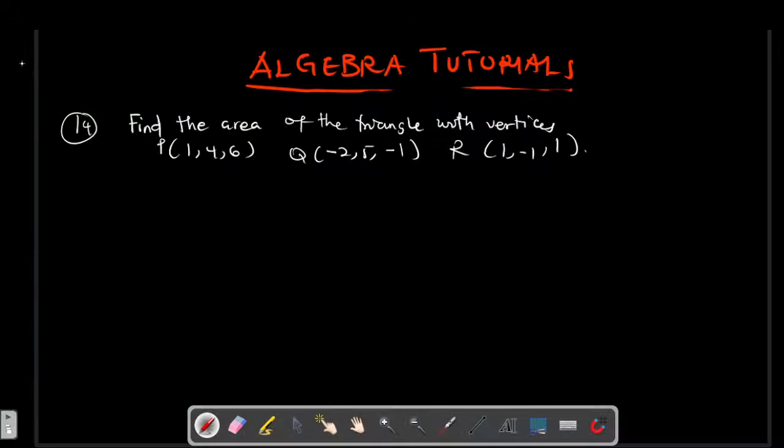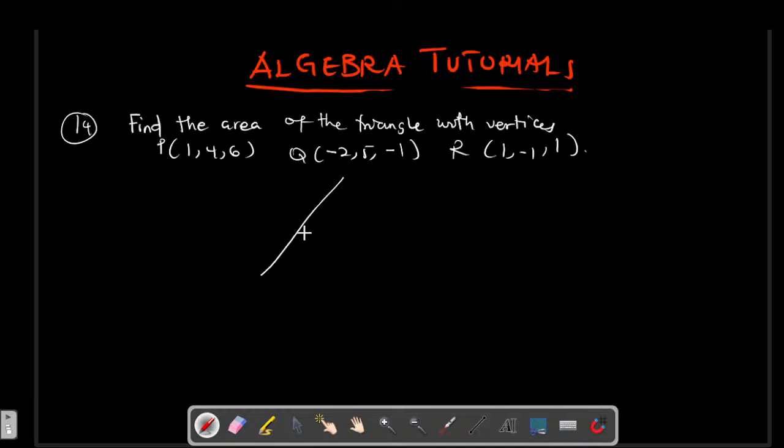Okay, so we reached question 14, right? It says find the area of the triangle with the vertices P, Q, R. P is (1, 4, 6), Q is (-2, 5, -1), then R is (1, -1, 1). Okay, we have to find the area of a triangle with these vertices.